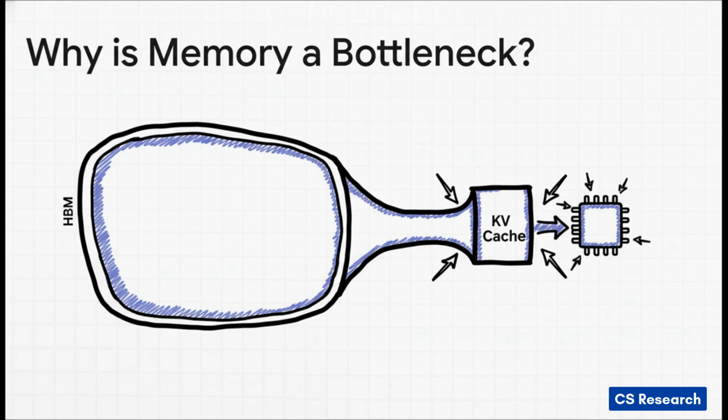And the biggest memory hog in this whole process? It's something called the KV cache. Just think of it as the model's short-term memory. The more you talk to it, the bigger this cache gets, and it becomes this giant ball and chain that has to be dragged back and forth, slowing everything to a crawl.